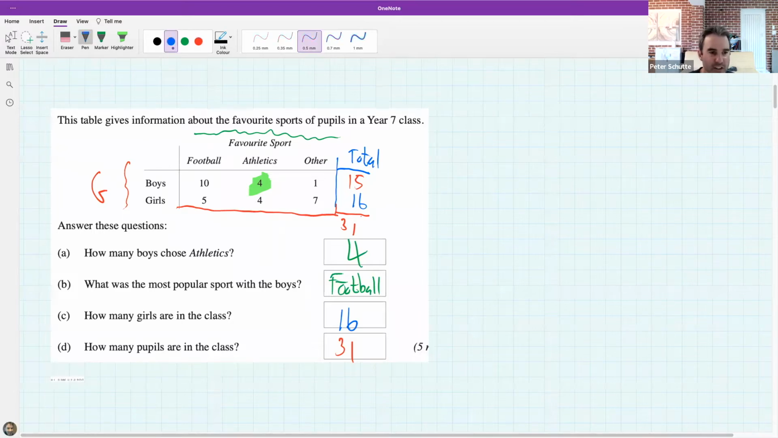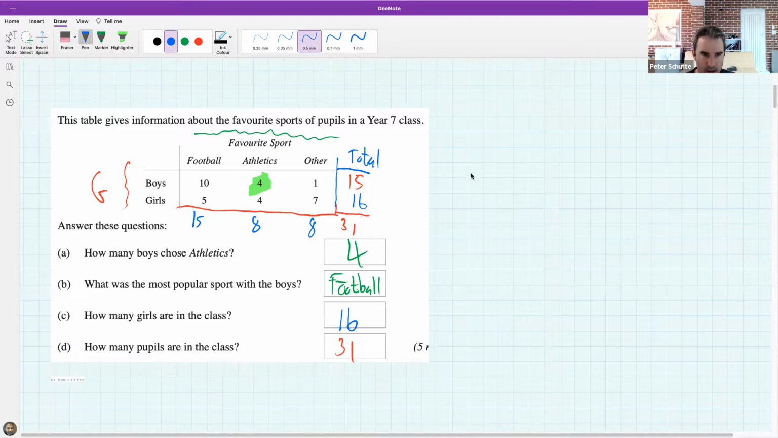If we look at this table now, we're also going to see that the total for football is 15, the total for athletics is 8, and the total for other is 8. And so we notice that 15 plus 8 plus 8 is 31. When we deal with contingency tables, it's always important to understand what the information in the table means. It's also important to have total columns, because they allow us to understand the subgroups in the group.